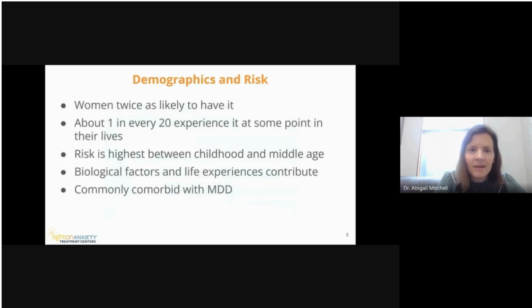All right. So who is more vulnerable to generalized anxiety? Women are twice as likely to have it, not so surprisingly. And then about 1 in 20 people experience GAD at some point in their life. Risk tends to be between childhood and middle age, or I guess risk of onset. But we've seen in a lot of our clients, people can have various episodes of GAD. So one episode at some point in childhood or teenagerhood, and that resolves. And then another episode happens later in their life based on a particular stressor coming up.